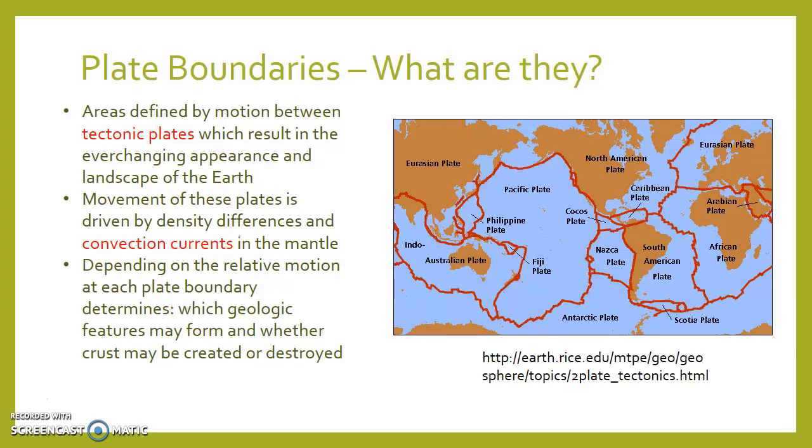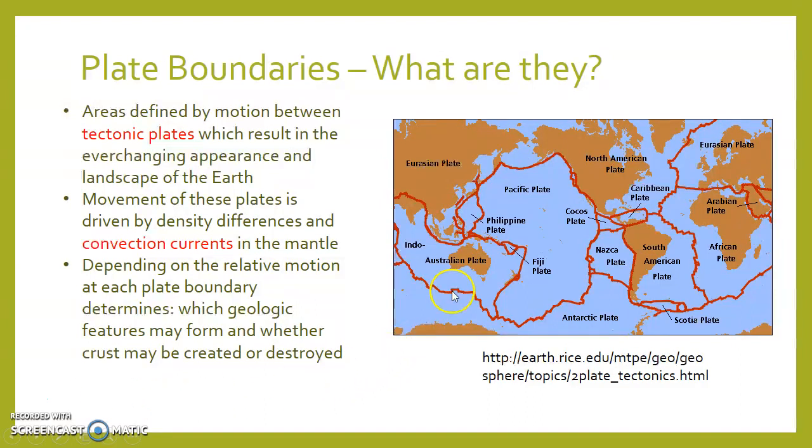Now, plate boundaries are areas defined by motion between tectonic plates which result in the ever-changing appearance and landscape of the Earth. The movement of these plates is driven by density differences between the types of plates and the convection currents in the mantle. The relative motion at each plate boundary determines which geological features may form on the surface and whether crust may be created or destroyed.